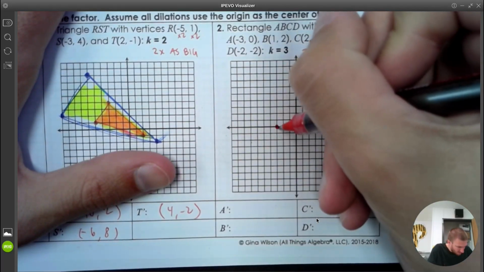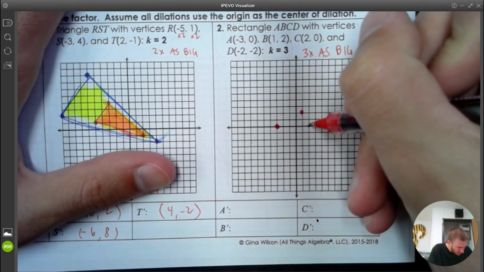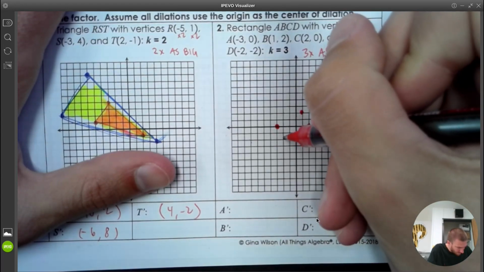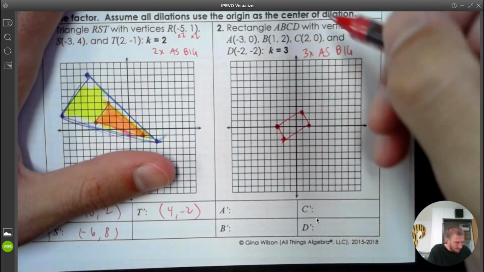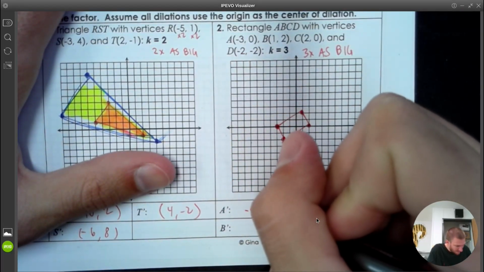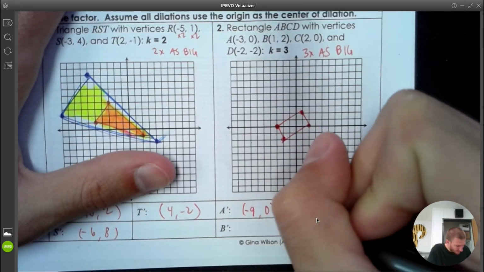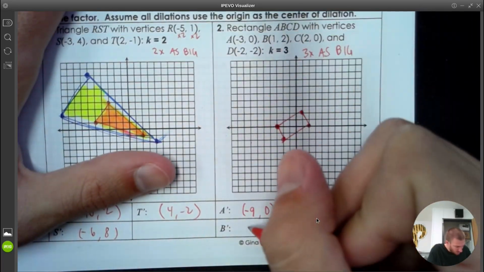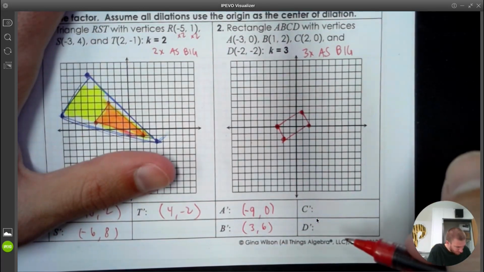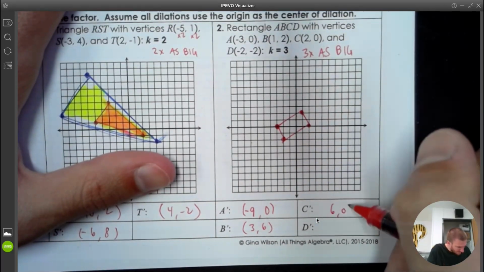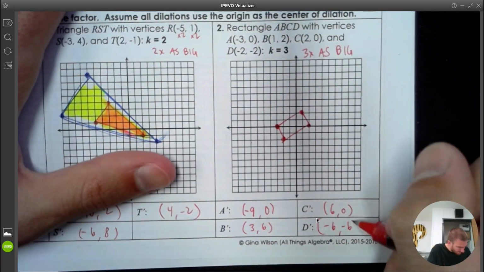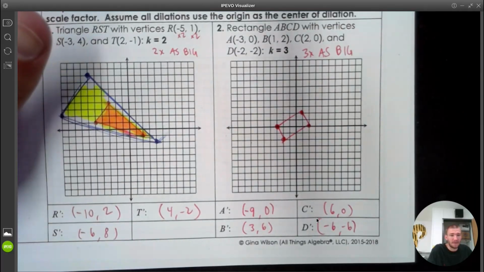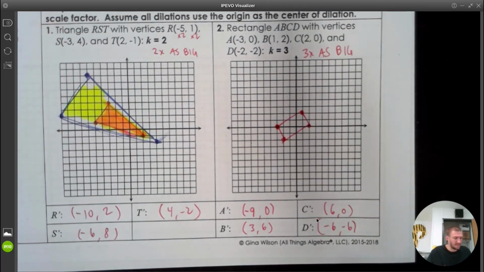Negative 3, 0, 1, 2, 2, 0, and negative 2, negative 2. 3 times as big, I'm going to take all these numbers. Negative 3 times 3 is negative 9. 0 times 3 is 0. 1, 2 is going to be 3, 6. 2, 0 is going to be 6, 0. And negative 2, negative 2 is going to be negative 6, negative 6. Again, the negatives and the positives will never change. It's just the numbers are getting 3 times as big.